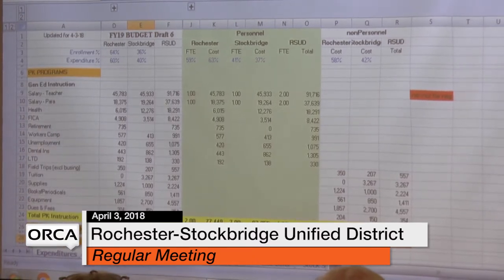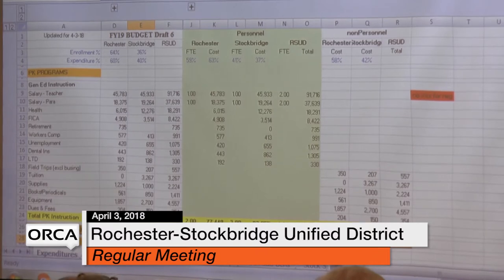So that's the 40,000 foot level view of the budget as we have it tonight. I'm going to go down to about 4,000 feet and then down to about 400 feet. So we're coming into land.